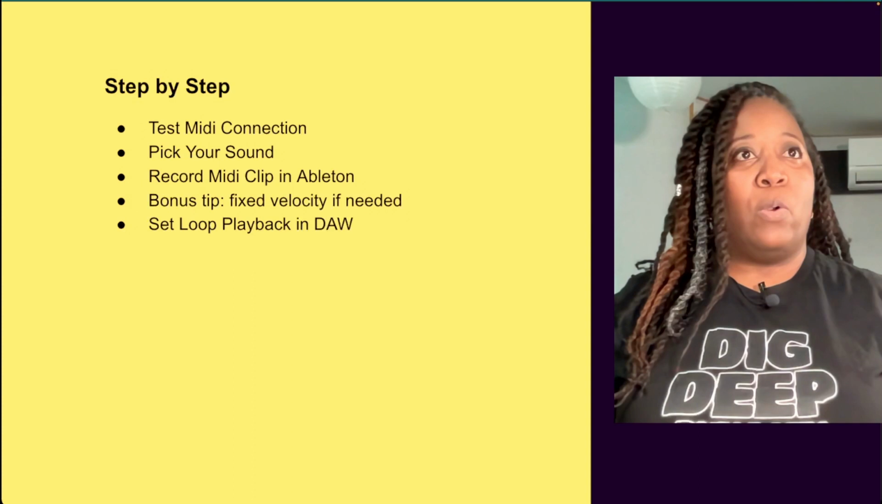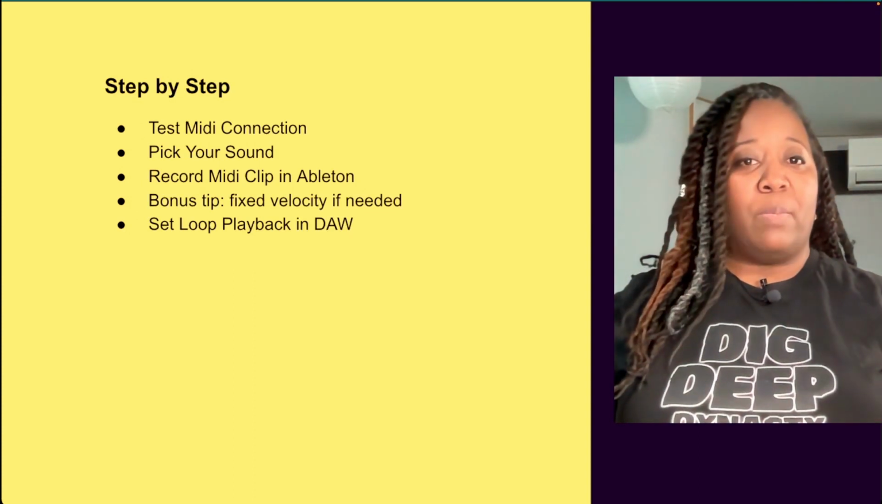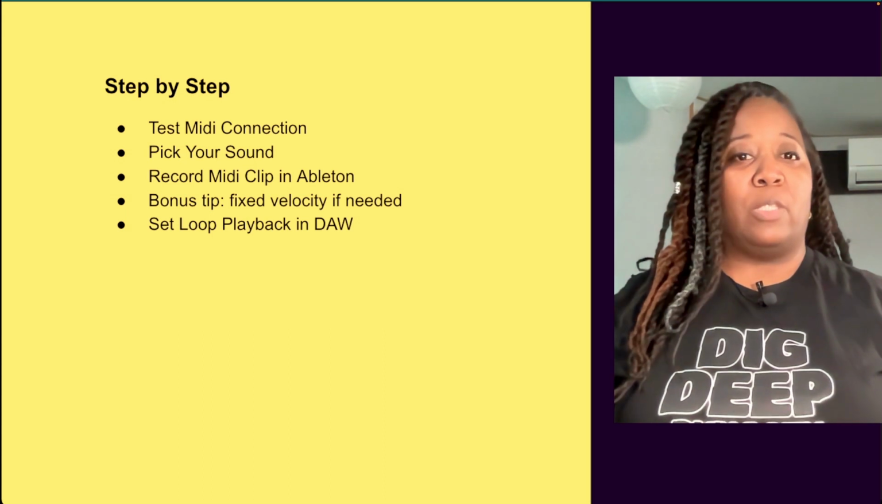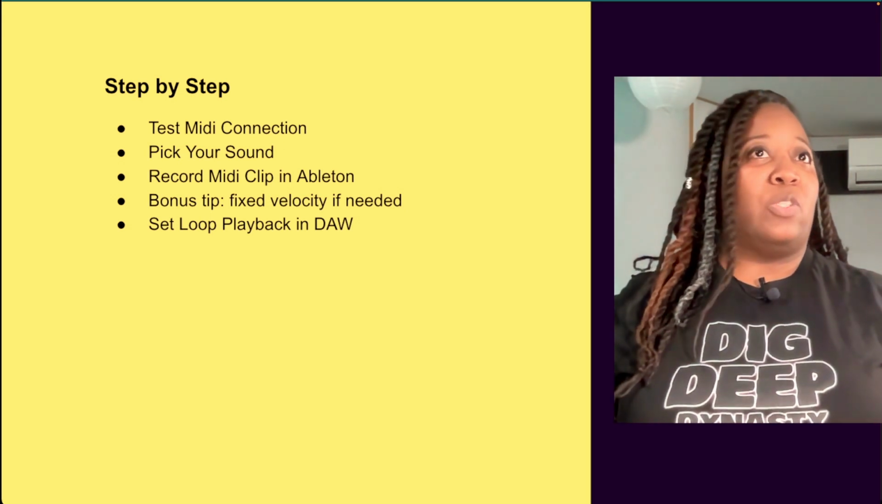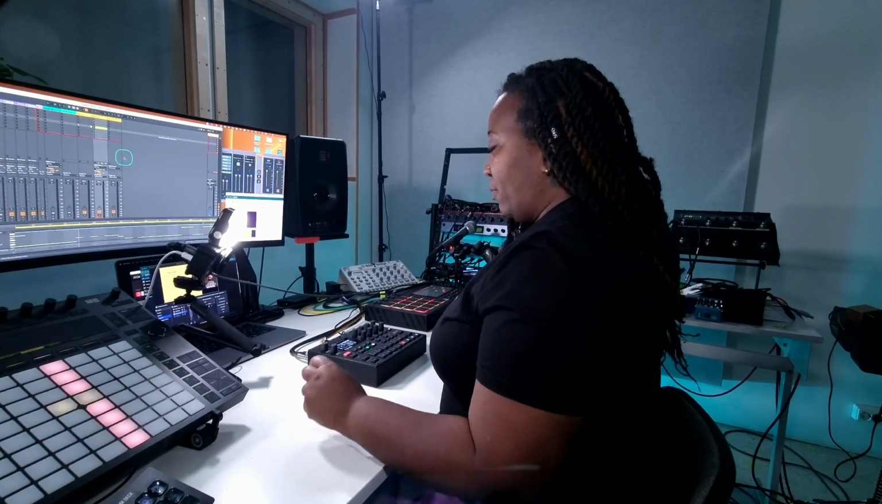Yeah, so it's in there. I take it out of record mode, so it just plays back. And that's what we have for now. But the question is, how do we get it into the Syntatkt? So yeah, if we are looking back at my notes from before, we already picked our sound. We already recorded the MIDI clip into Ableton. And now it's about setting loop playback in the DAW. So it's already looping here in session view. But if I wanted to switch over to arrangement view, then I could set a loop there. But we'll keep it here for now.